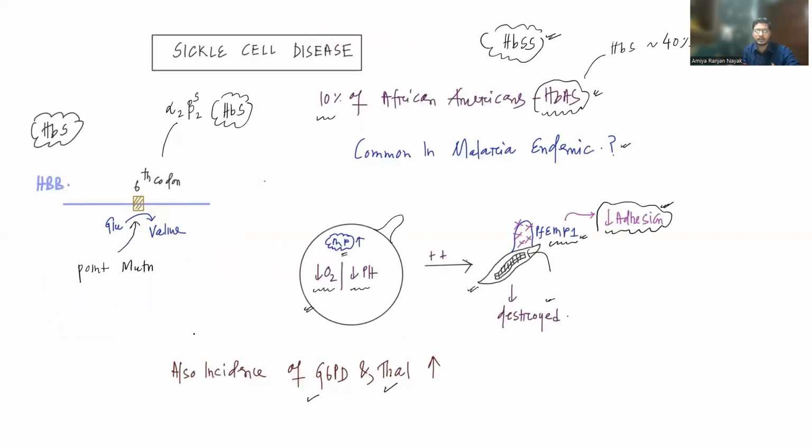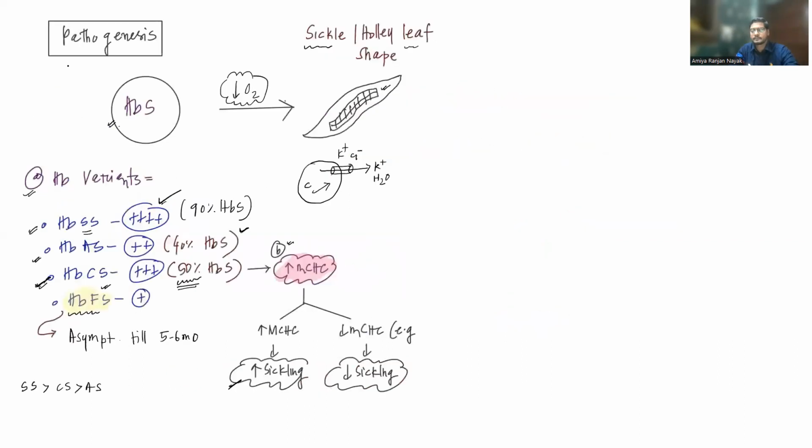One point I didn't mention: though I am discussing the heterozygous and homozygous conditions, this is an autosomal recessive condition. That is why you need both the alleles to be affected to have severe disease. If one allele is affected, they will have the heterozygous condition, and if both are affected, they will have the homozygous condition that is severe. So it has an autosomal recessive type of inheritance.